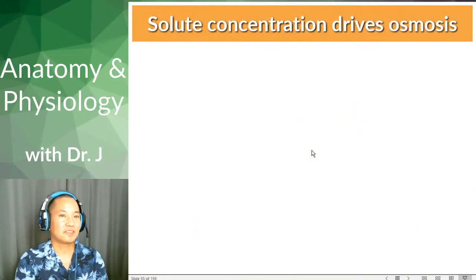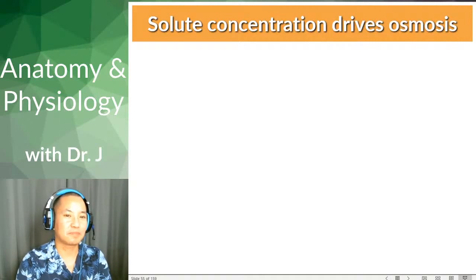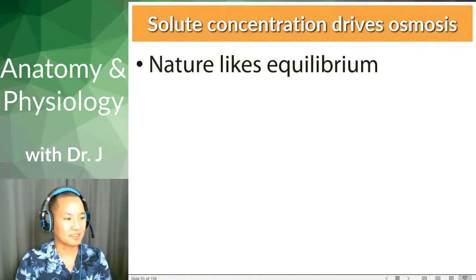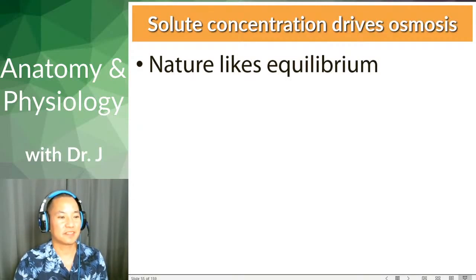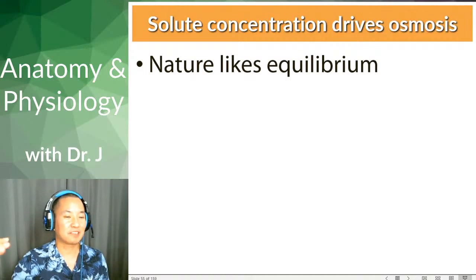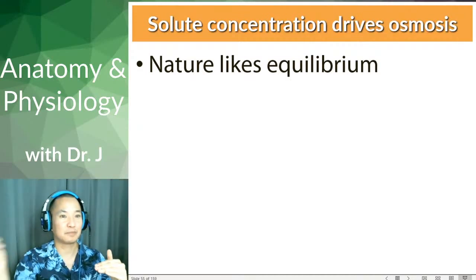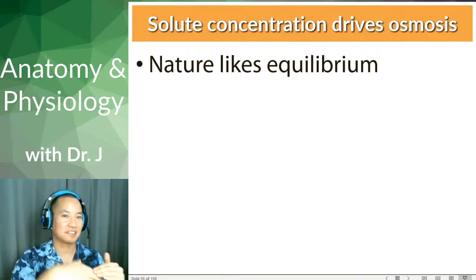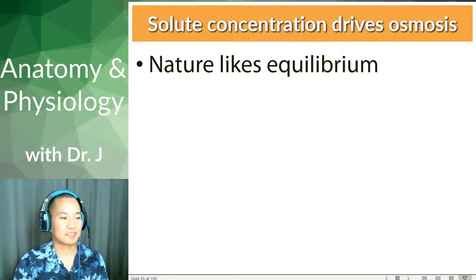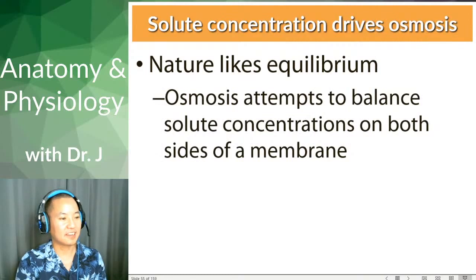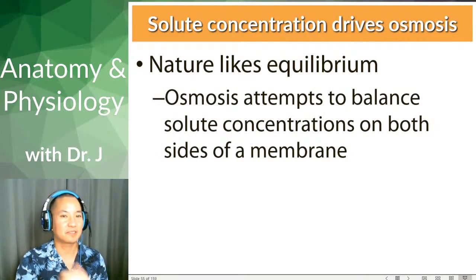Solute concentration drives osmosis, but there's a twist. Nature likes equilibrium, and it's not just about homeostasis. Nature doesn't like it when you have more things piled up on one side and less on the other. If there's any ability to move from the high concentration to the low concentration, nature is going to push it that way. So osmosis tries to balance out the concentration.